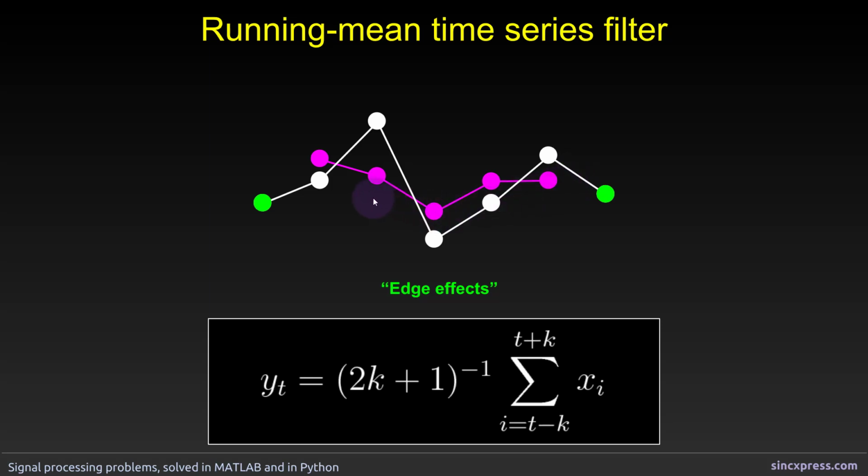Unfortunately, there's never a best or optimal way that always works for dealing with edge effects. So usually you'll have to figure out what's the best way to deal with edge effects on a case-by-case basis, given your specific application. Okay, so this is the theory of the running mean filter. Now let me show you how this looks in MATLAB.